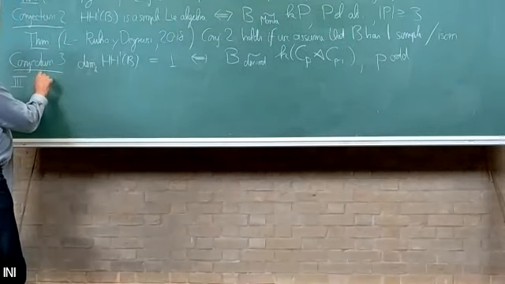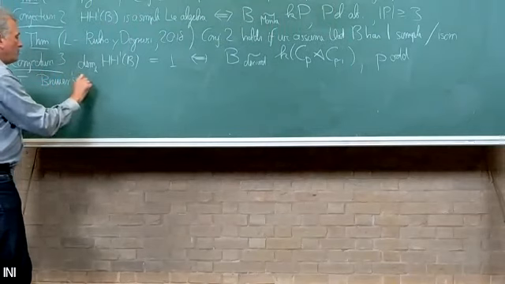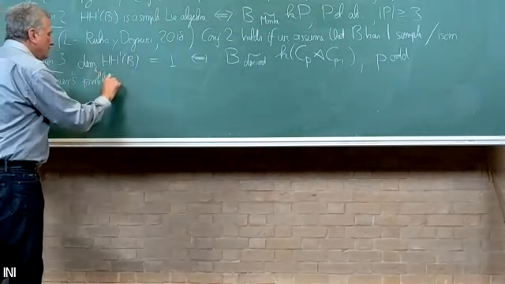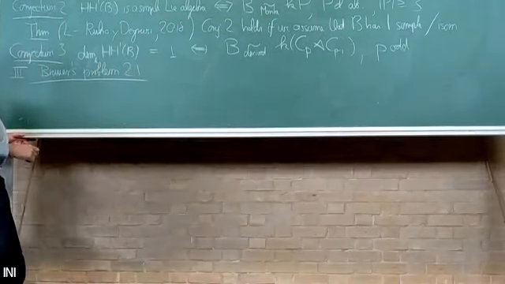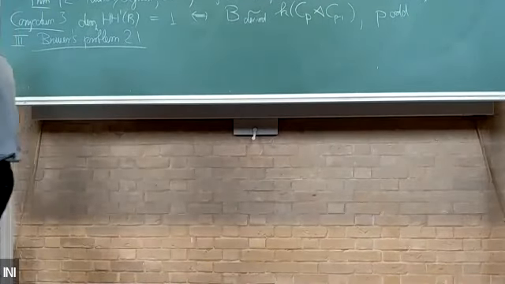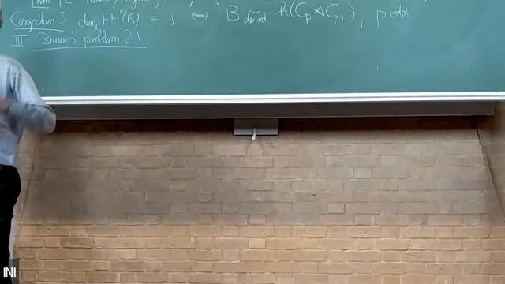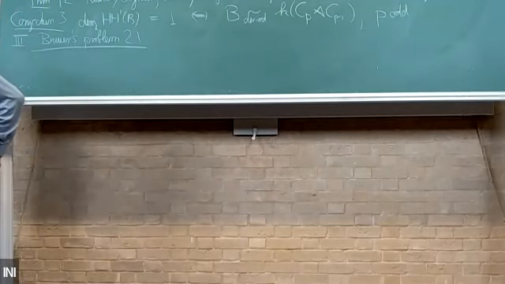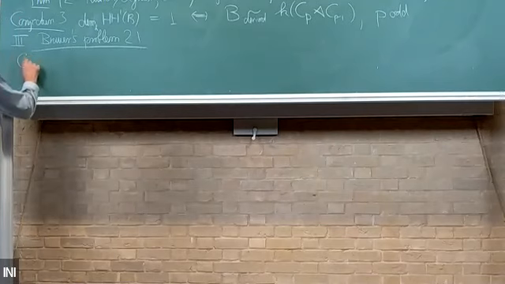So, this is a short section on Brauer's problem 21. What was Brauer's problem 21? Brauer's problem 21 says that if you fix the number of irreducible characters in a block, that should bound the size of the defect groups. This is a question that Brauer asked a long time ago.